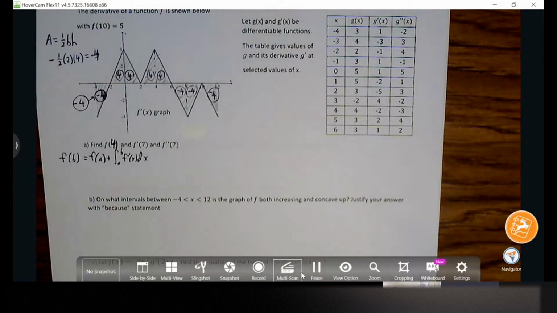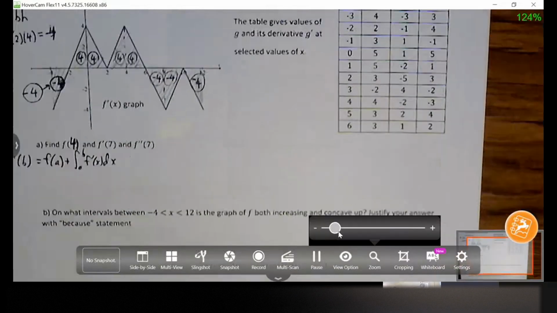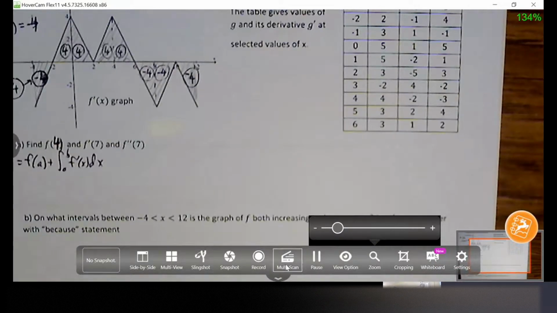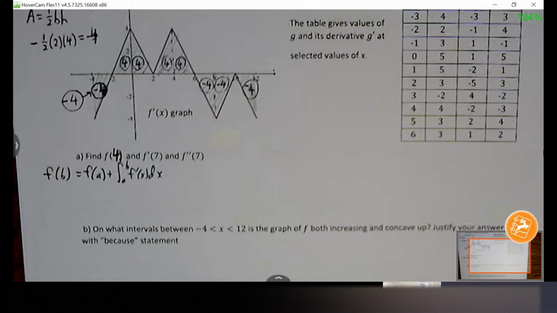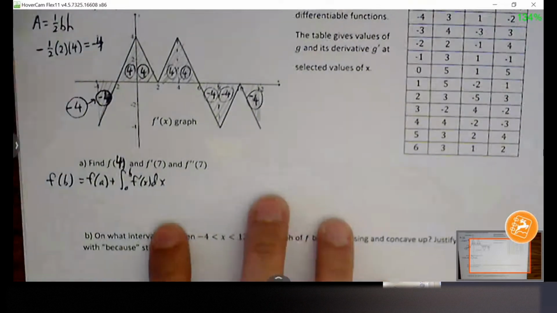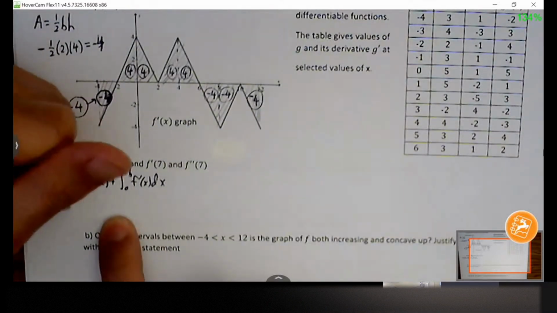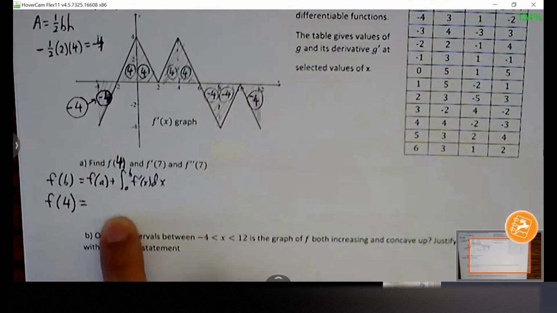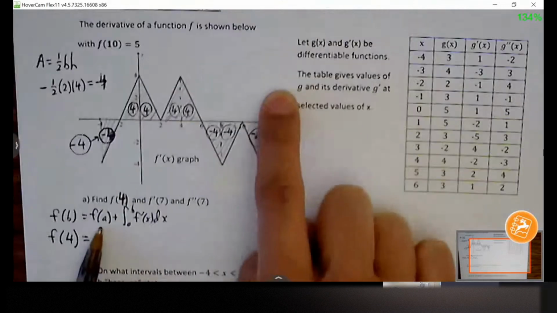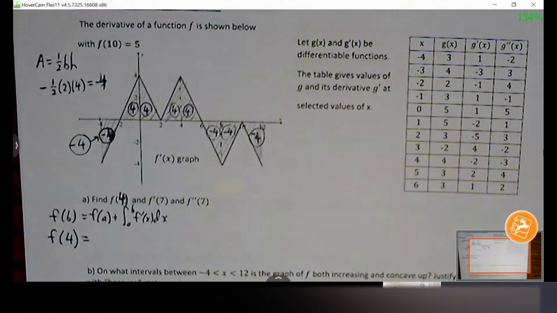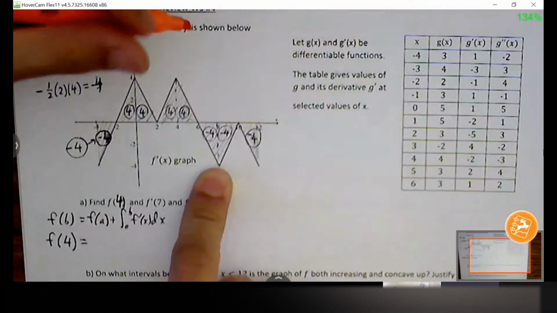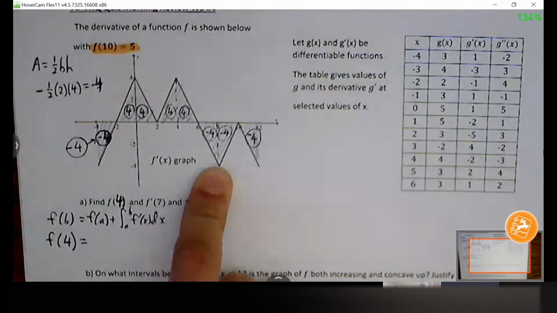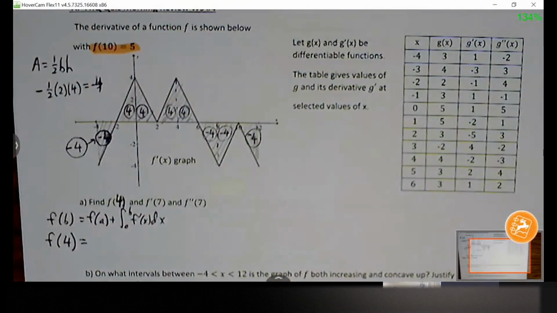I'll zoom in. And so our given would be f of 10. There we go, that's our starting point. It could be anywhere. It doesn't have to be at the left endpoint. It doesn't have to be the right endpoint. It could be somewhere in the middle.